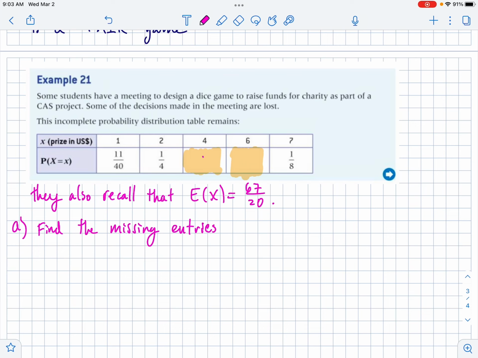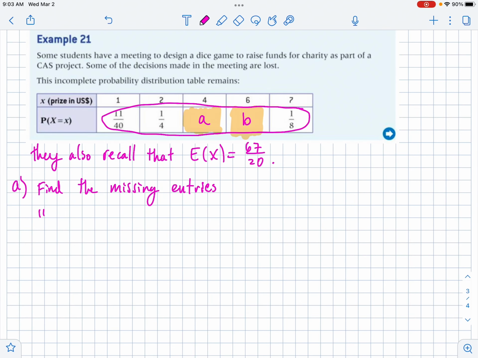So we don't know what the missing entries are, so we're just going to call them A and B right now. I know that this whole row should add up to 1. So what that means is that 11/40 plus 1/4 plus A plus B plus 1/8 is equal to 1. If you subtract these 4 numbers from 1, that will tell you that A plus B equals 7/20.